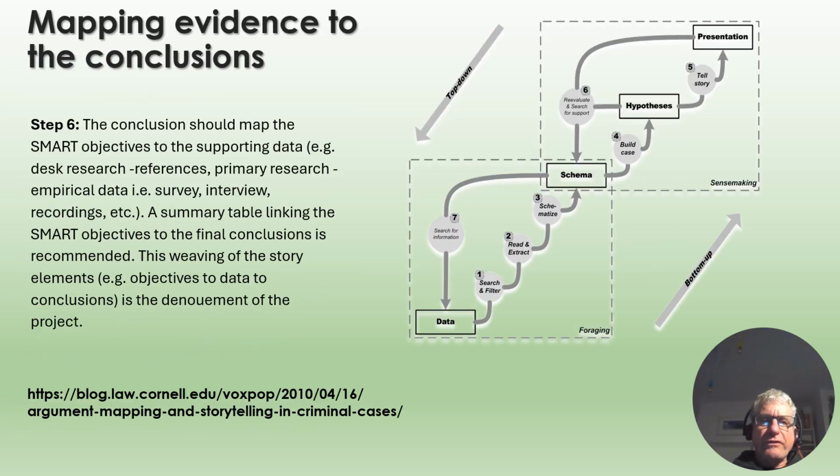In step 6, the conclusion should map the SMART objectives to the supporting data. So your desk research, your references, your primary research, any empirical data that you have, say maybe from surveys or interviews or recordings. And then a summary table links those SMART objectives to the final conclusions.